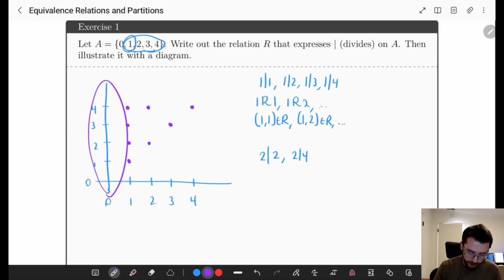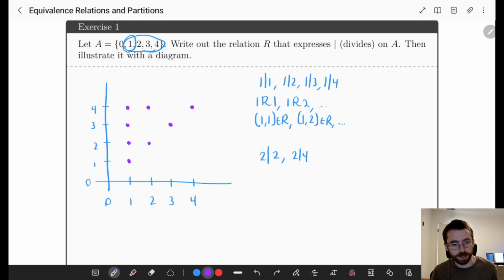Okay, let's talk about what happens on the axes, though, what happens with 0, because it's important to know divisibility rules when it comes to the number 0. So let's ask, does 0 divide 1? I'll put a little question mark above this. This would be equivalent to, what does it mean for 0 to divide something? It means that thing on the right is a multiple of 0 for some integer n.